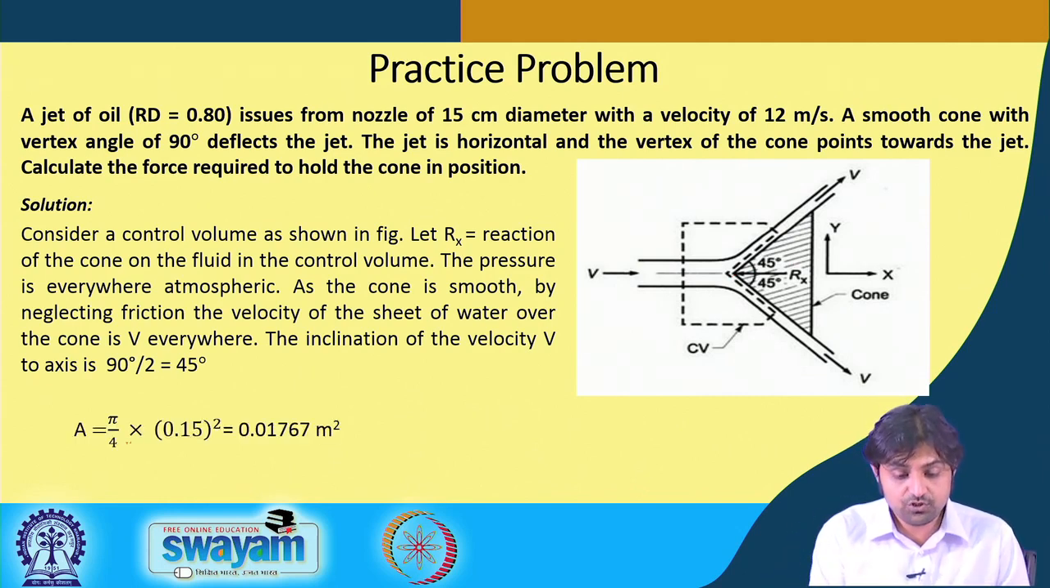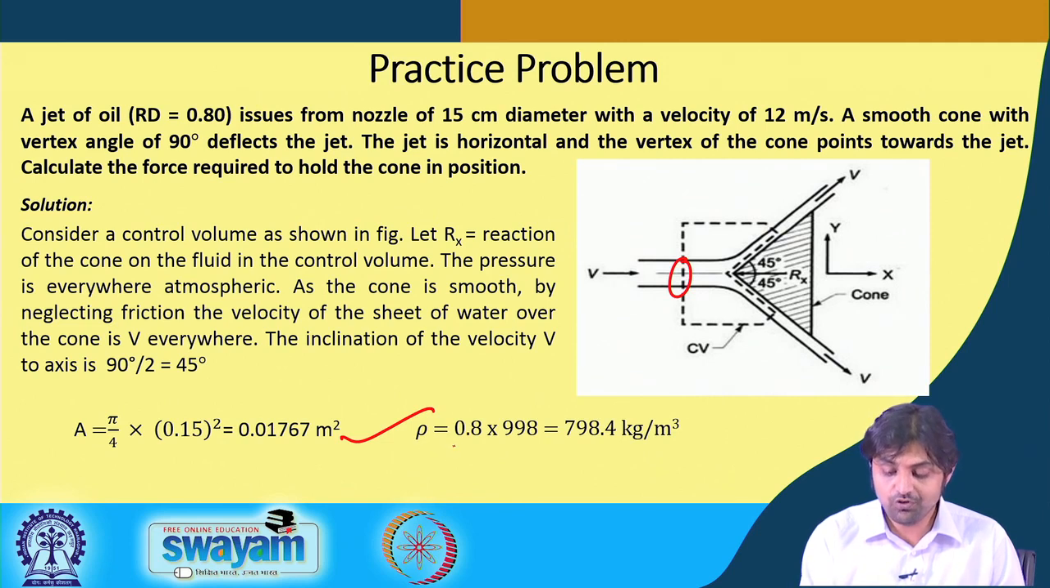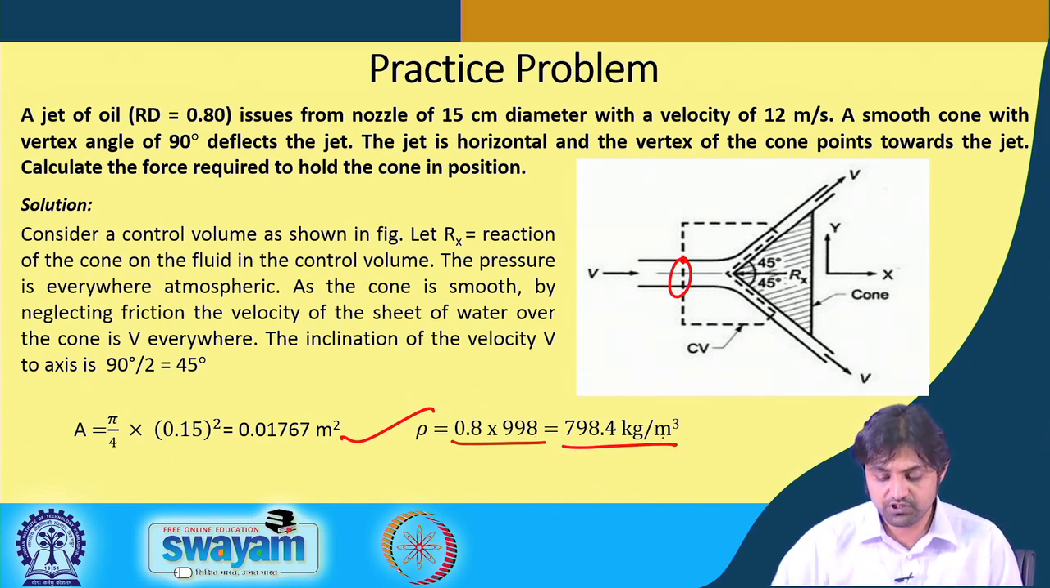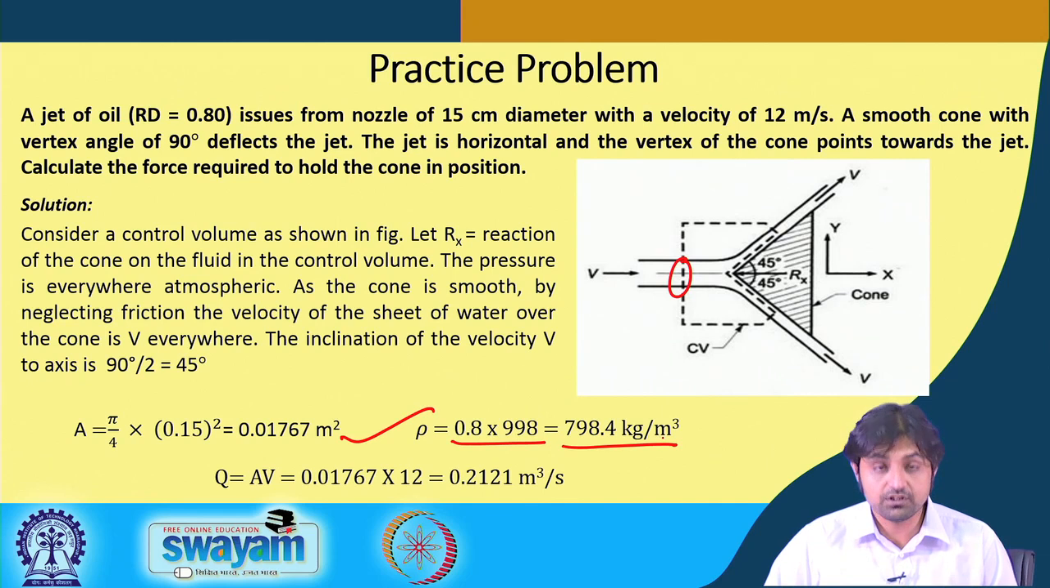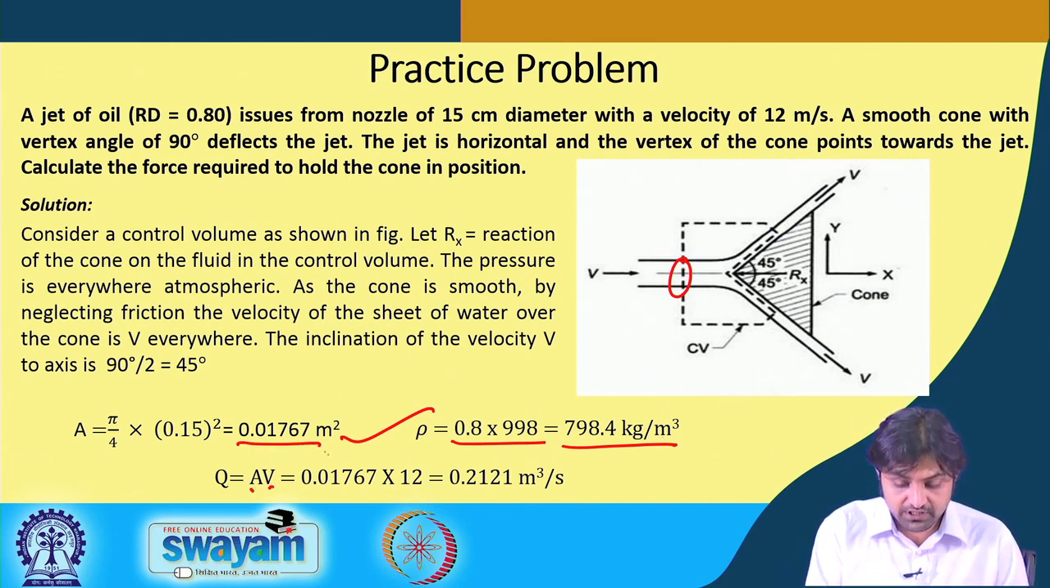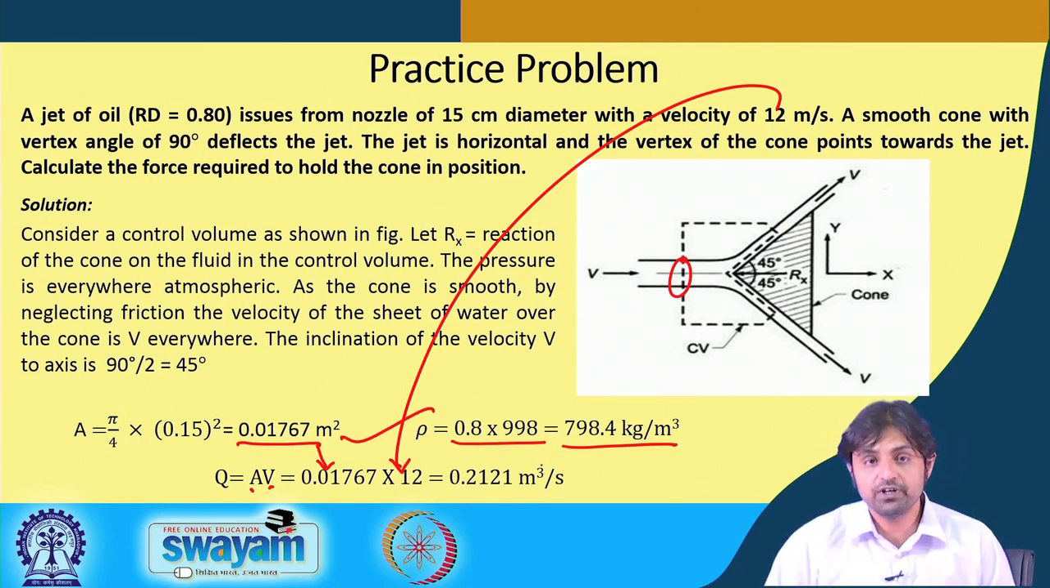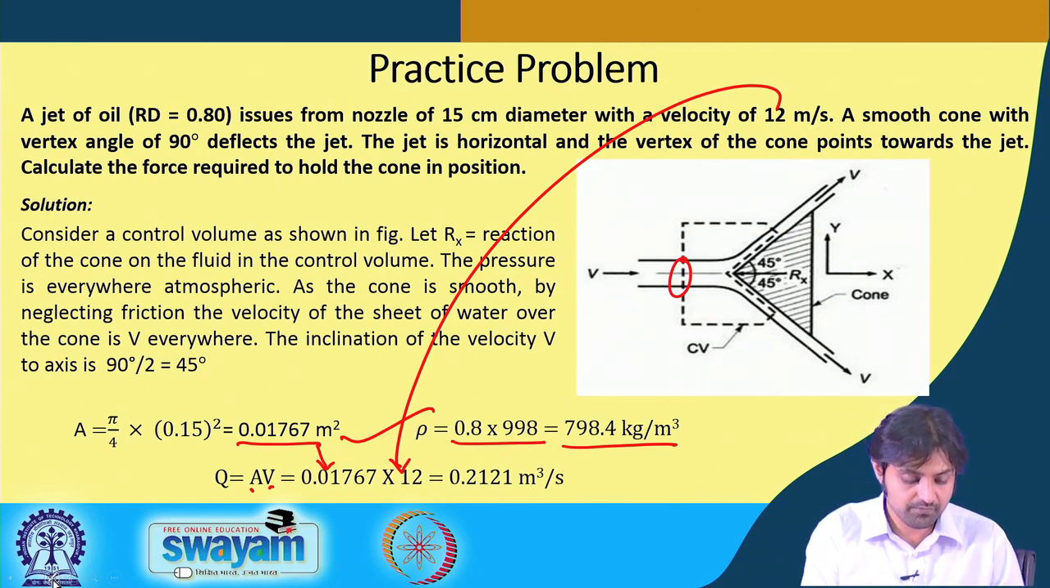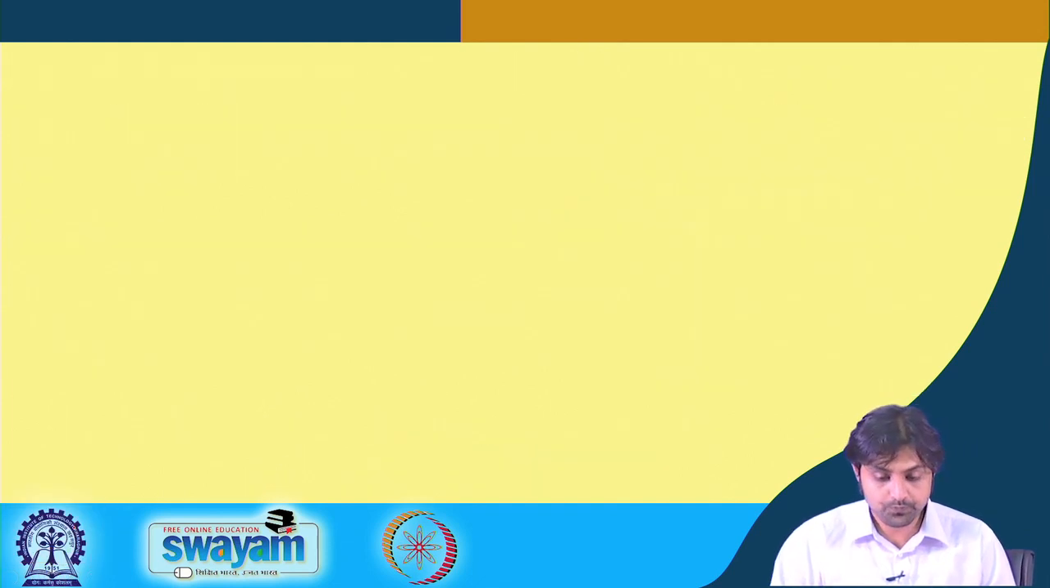So the area is going to be pi by 4 d square, and rho is going to be for oil of relative density 0.8. So rho is 0.8 into 998, the density of water, that is 798.4 kilogram per meter cube. The Q is area into velocity, AV. Area we have already calculated, and this is the velocity that we already know, and this comes out to be 0.2121 meter cube per second.